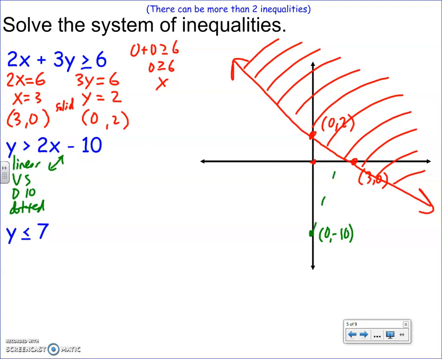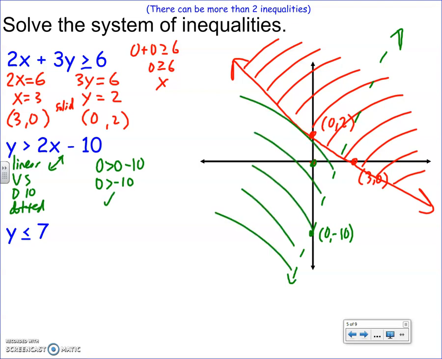So here's this. I have to do a test point, 0, 0. 0 for y, 0 for x. Well, any number times 0 is 0, so that's why 0 is nice. 0 is bigger than negative 10. That's true. Should I shade this side? So right now there's an overlap, and you can see the top part because there's an x.